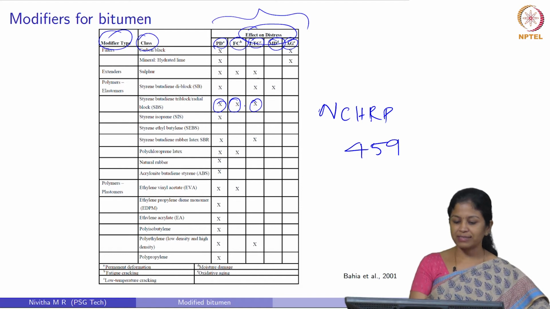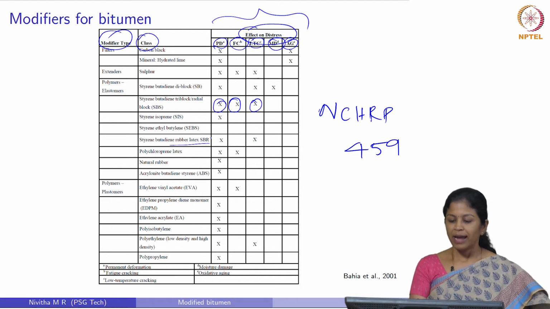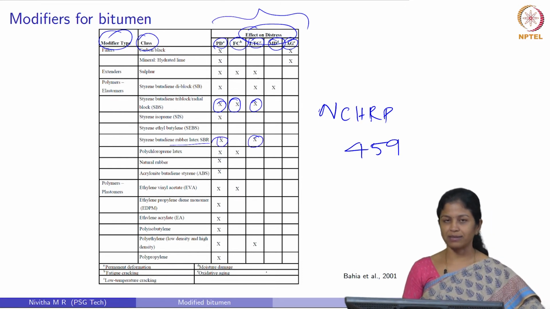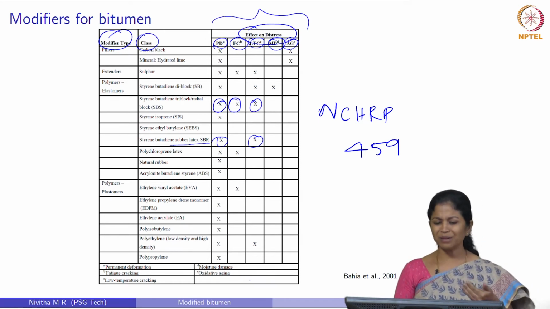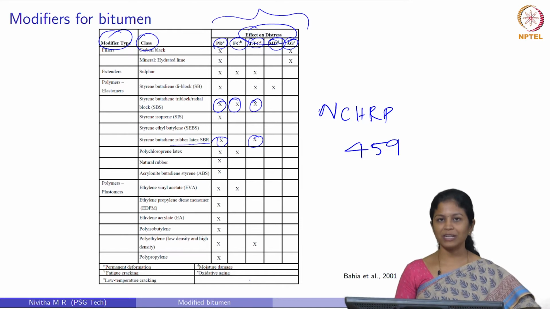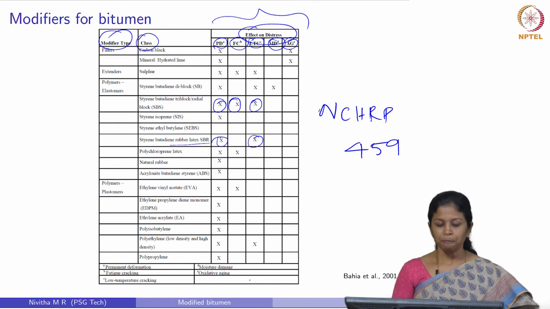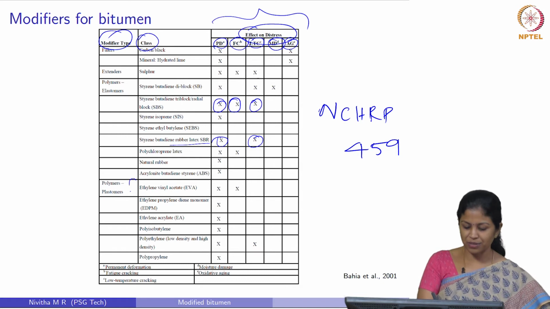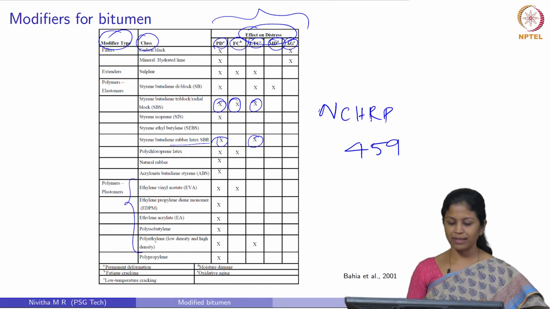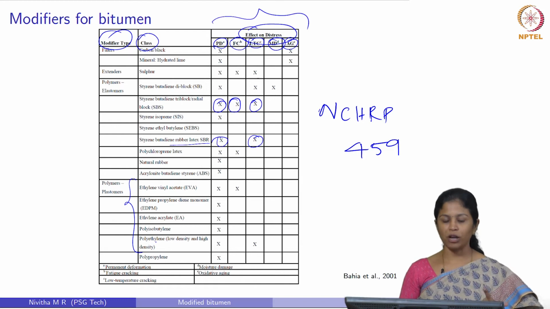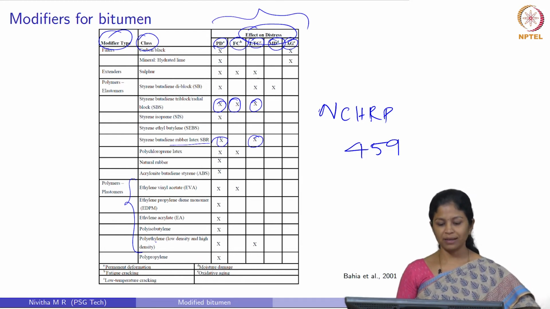But we have something like styrene butadiene rubber which is seen here. It only improves the permanent deformation characteristics and low temperature characteristics, and people did not see any positive effect on fatigue cracking. Similarly, for other modifiers we can see what is the effect on distress that is given here. Another class of modifier is plastomer, right. So again there are a wide variety of plastomers and you can see the list which is given here. It varies from ethylene vinyl acetate to ethylene propylene diene monomer to ethylene acrylate, polyisobutylene, polyethylene.